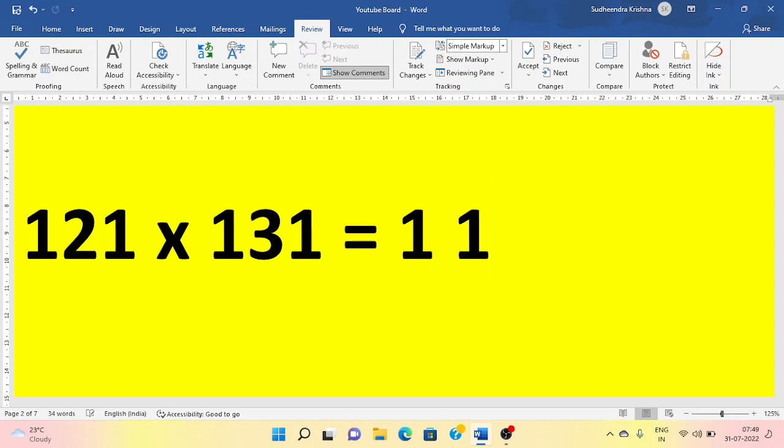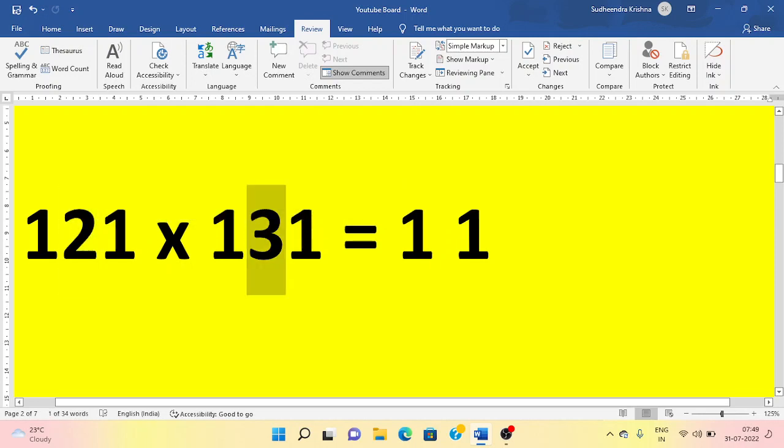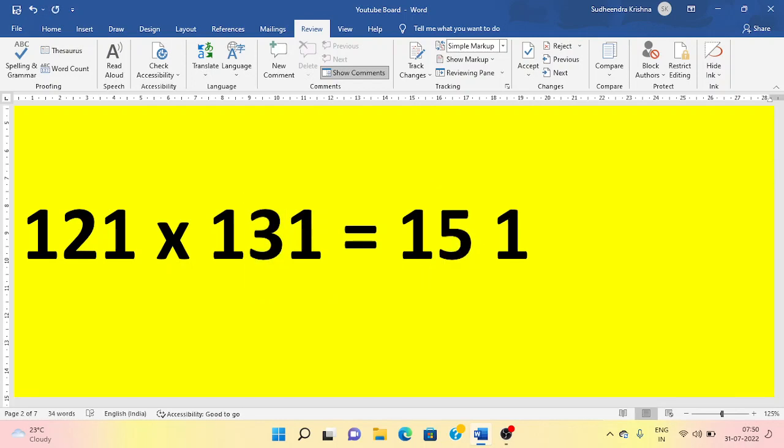Now to get the next number, you have 2 in the middle of the first number and 3 in the middle of the second number. You add 2 and 3. 2 plus 3 is 5. So put 5 twice.